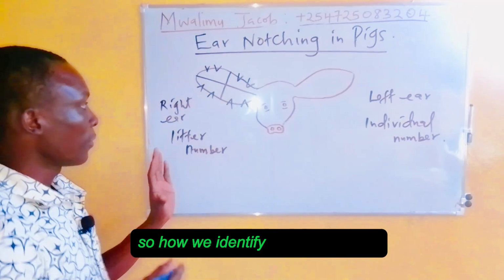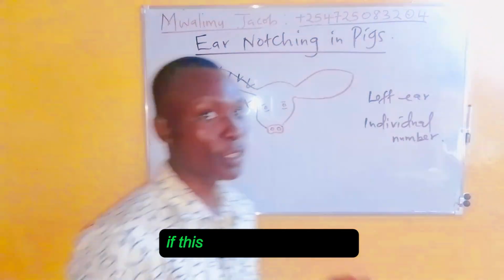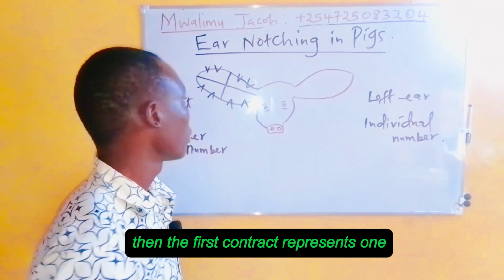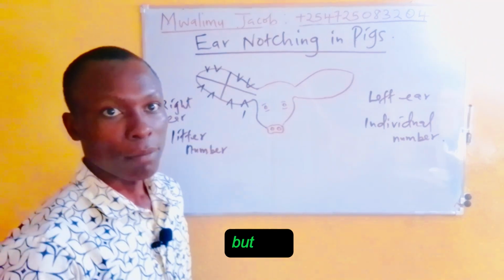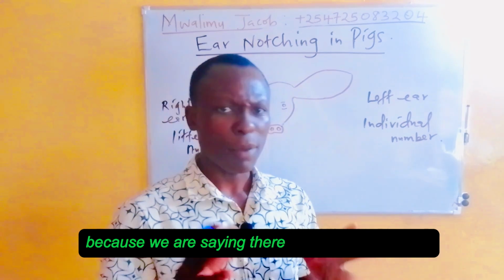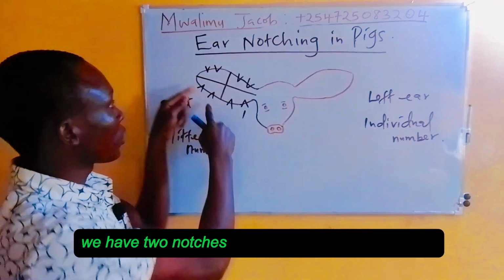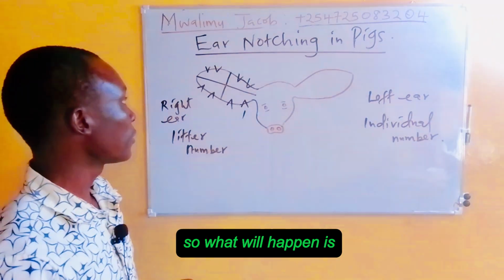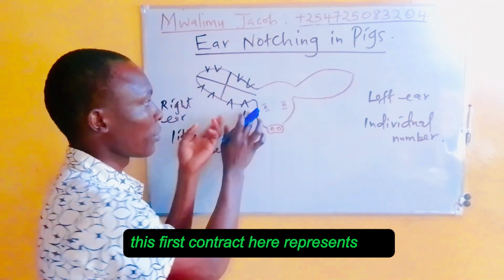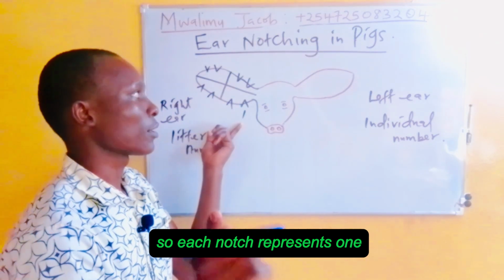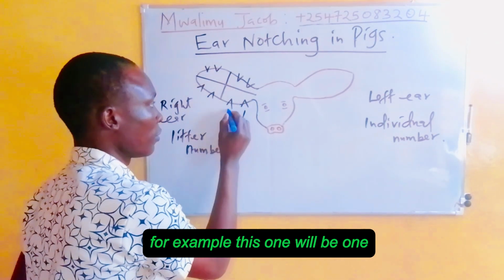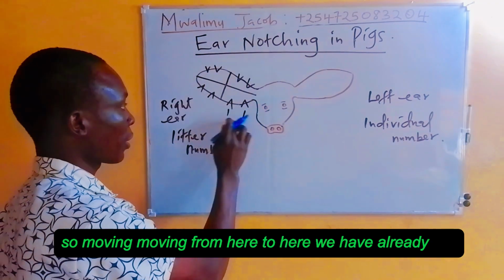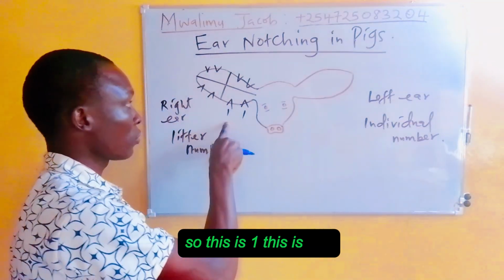So how we identify the litter number now, for example, if this is the first parturition, then the first quadrant represents 1. So for example, this notch will be 1. Because there must be 2 notches, this one will have 2 notches, and this one will have 2 notches. So this first quadrant represents 1. Each notch represents 1. This one will be 1, this notch will also be 1. So moving from here to here, this is 1, this is 1, so that is 2.